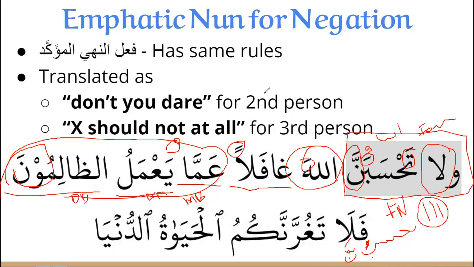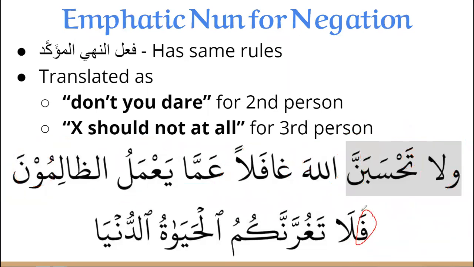Okay. Let's look at another example. Fa. Fa means so, right? And there comes the lam of negation. La taghurranna. Okay. La taghurranna. And you can see over here it's an emphatic noon, and here is the fatha, so it's ta at the beginning and the fatha is anta, right? Fala taghurranna kum. Kum means you all.